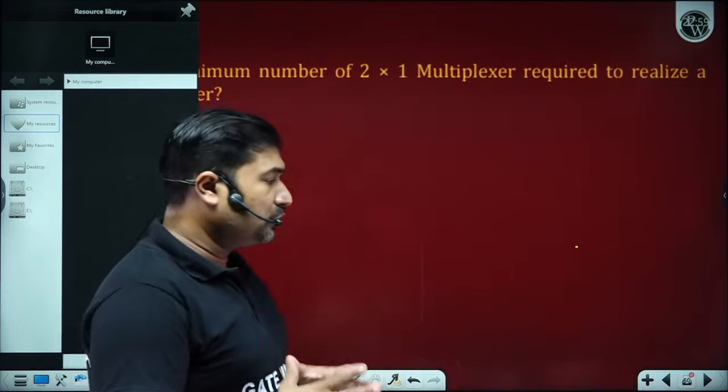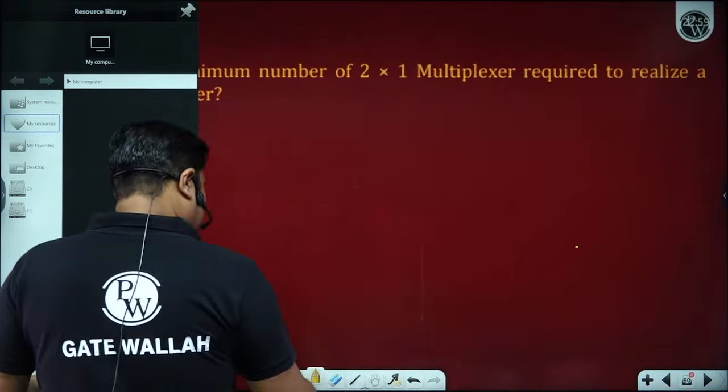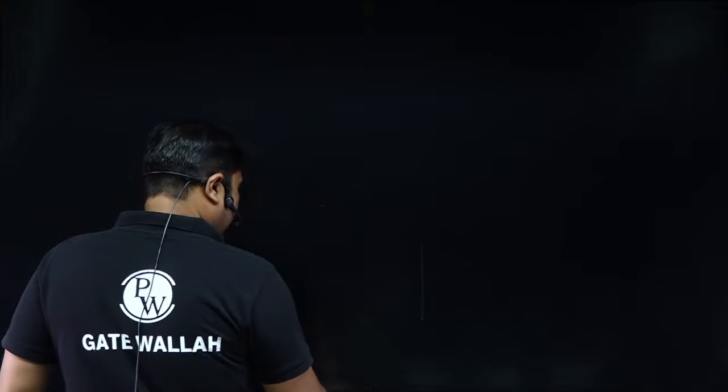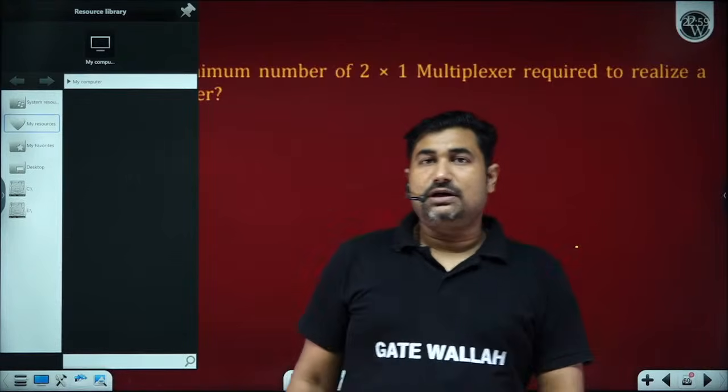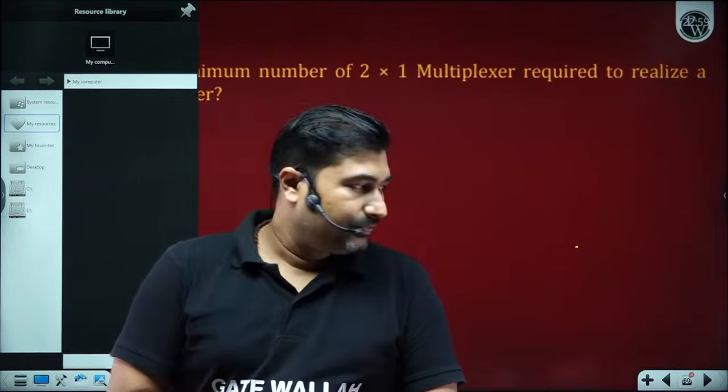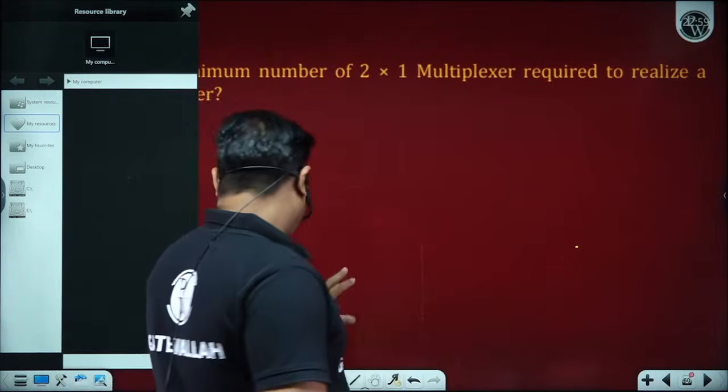First go through the GATE questions and then move towards the engineering services objective exam questions. Is it okay? I'm keeping the class up to this part only.